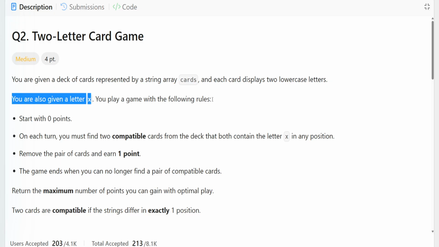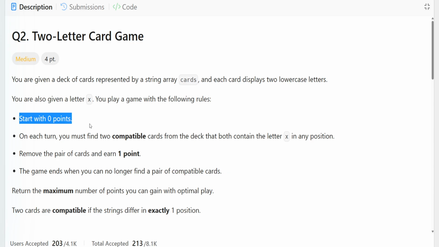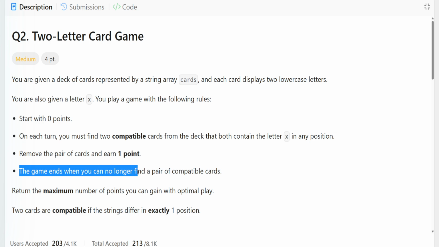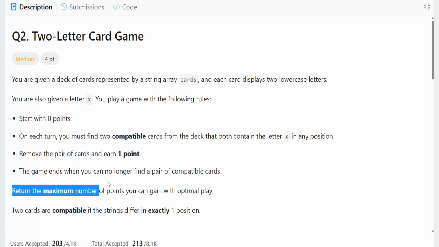You play a game with the following rules. Start with 0 points, meaning when you start playing the game, your points are 0. On each turn, you must find two compatible cards from the deck that both contain letter X in any position. Then you remove the pair of cards and earn 1 point. The game ends when you can no longer find a pair of compatible cards. At that time, you have to return the maximum number of points you can gain from optimal play.